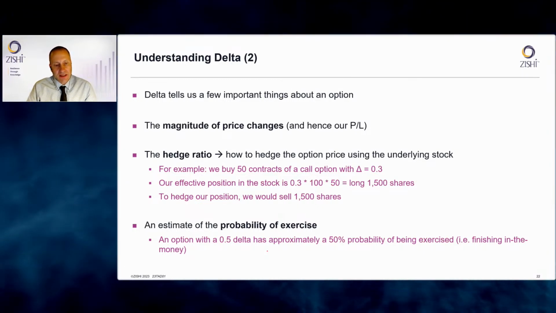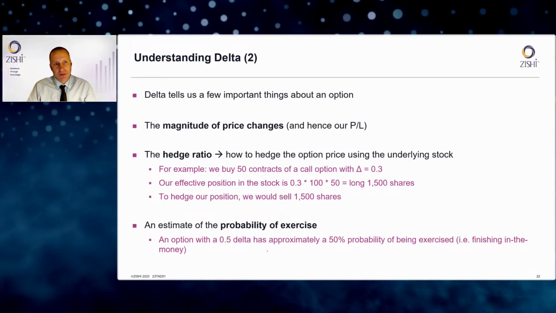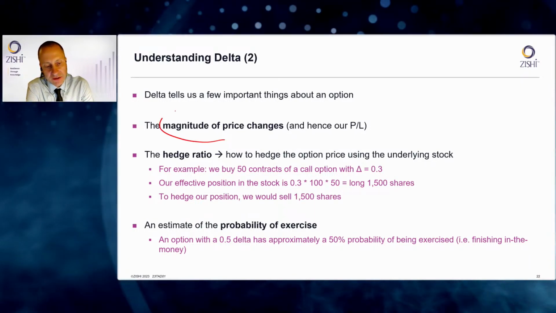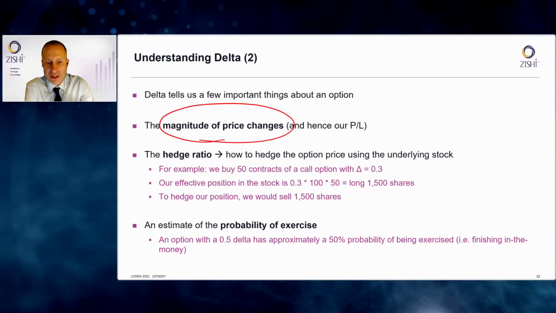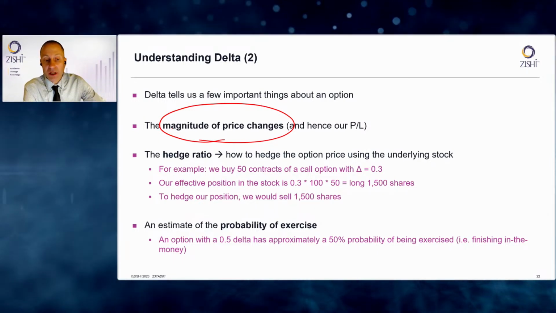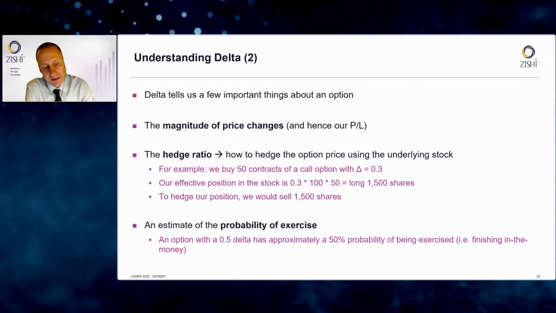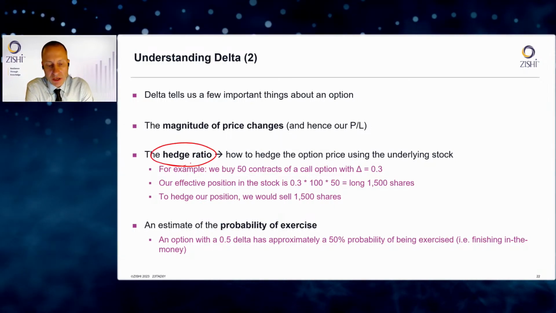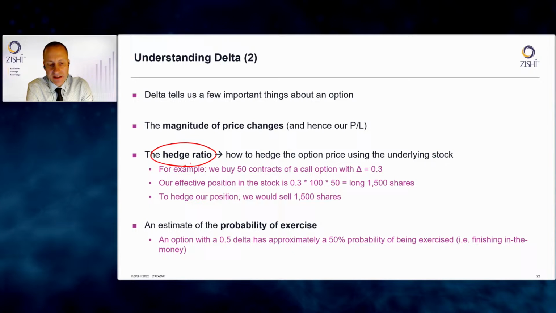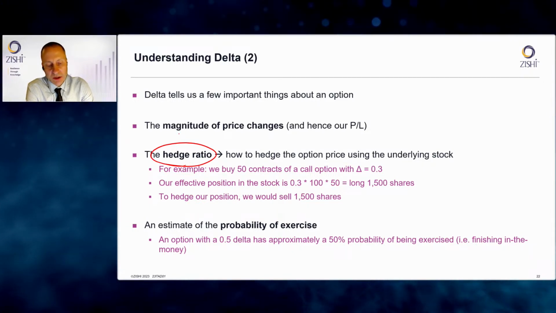So what's delta telling us? Actually, delta is one of the most interesting risks of an option because it tells us a few things. Firstly, it tells us how much does the price change by for a movement in the stock, and then hence, how does our P&L change? The second thing is it gives us what we call the hedge ratio. It tells us what our effective position is in the stock at any point in time.